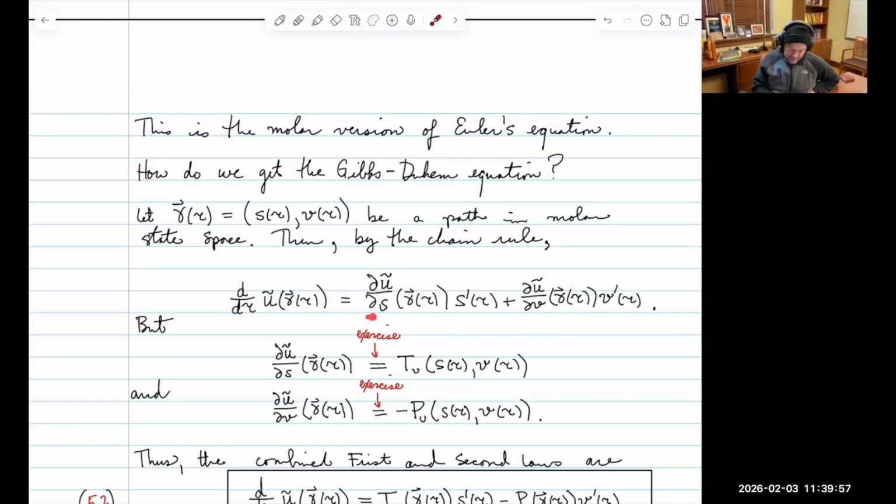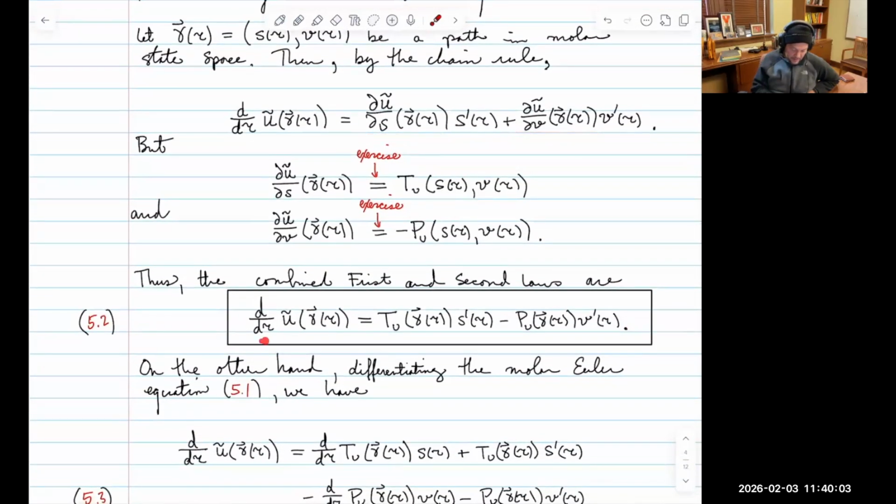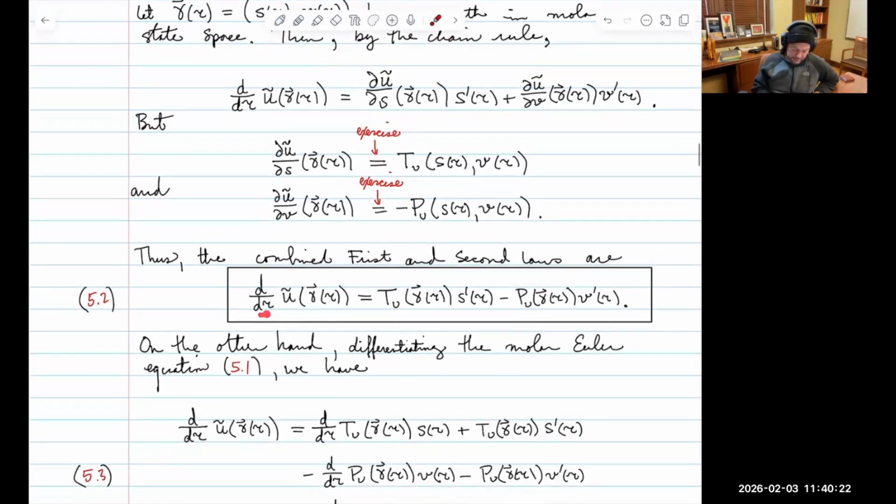So that means that this is the temperature and this is minus the pressure. And so just using the chain rule, we get this relation. This is sometimes called the Gibbs equation, but it's more often, I believe, called the combined first and second laws of thermodynamics in differential form. Okay? The combined first and second laws of thermodynamics.